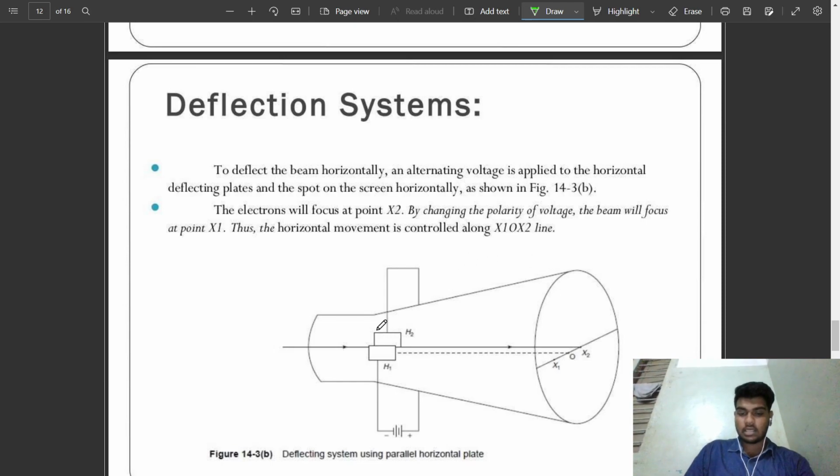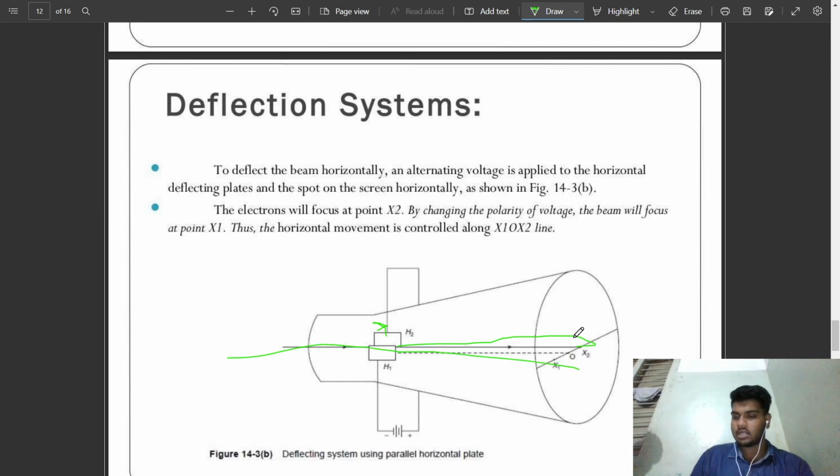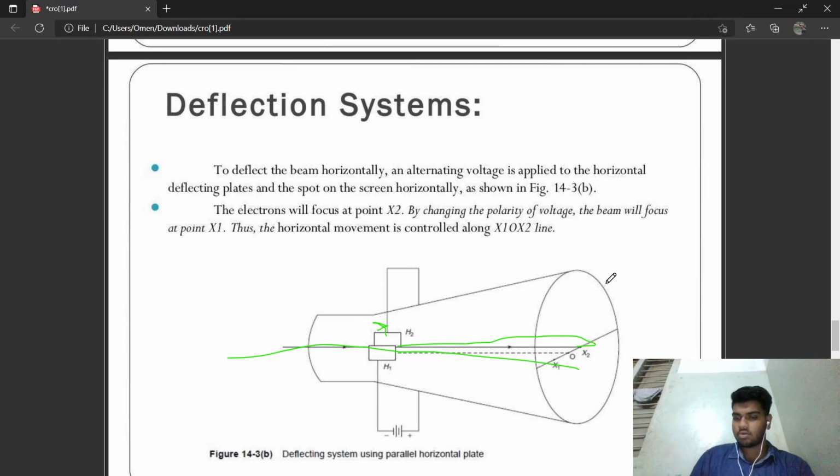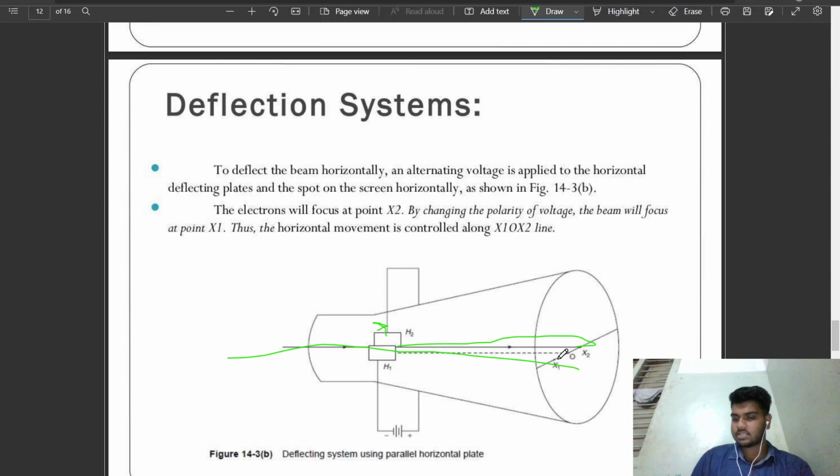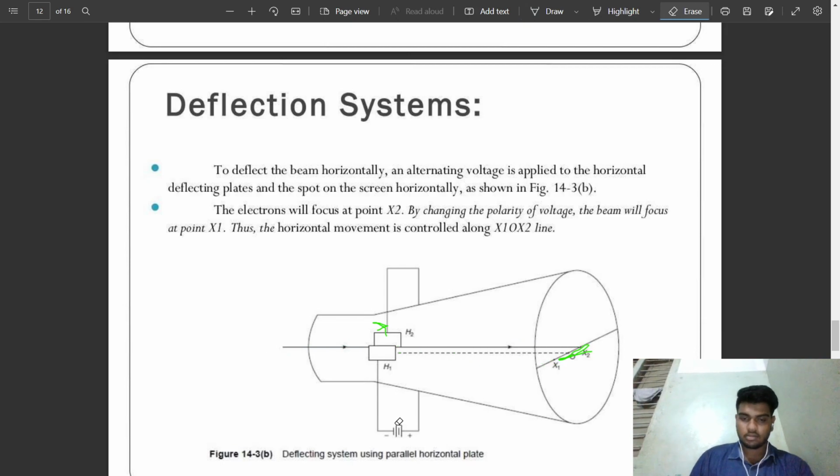So here, this is positively charged and this is negatively charged, and vice versa. So when this negatively charged beam is passed through the plates, it gets attracted towards here. So this will be the main beam, which is the focused beam from the electron gun, and this is the deflected beam after passing through the plates. So it is going to X2, and X1 to X2 will be the time frame of it, which is the total time taken.